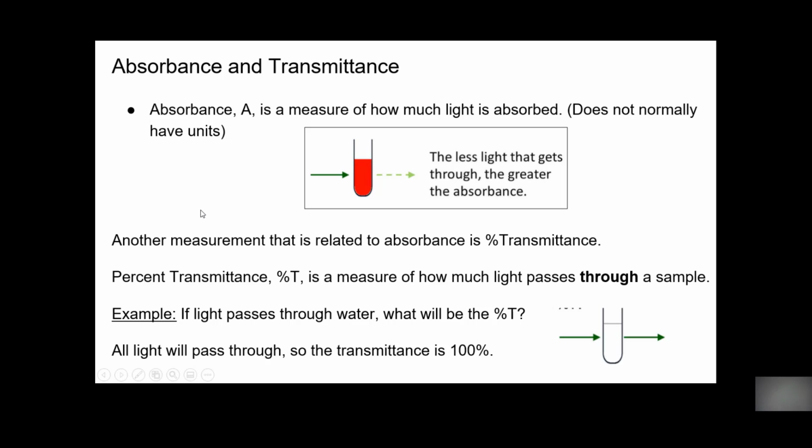Another measurement that is related to absorbance is percent transmittance. It's exactly what it means, how much light passes through the sample. It is different than absorbance. So if a light passes through water, what will the percentage of transmittance be? It's going to be 100 because it's a clear solution. It's going to pass straight through it.